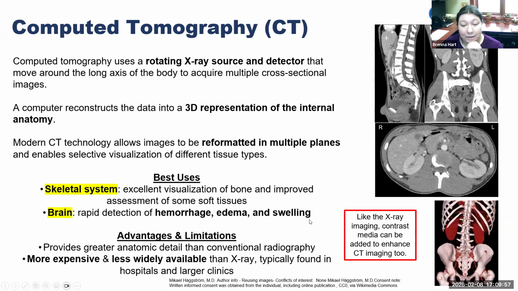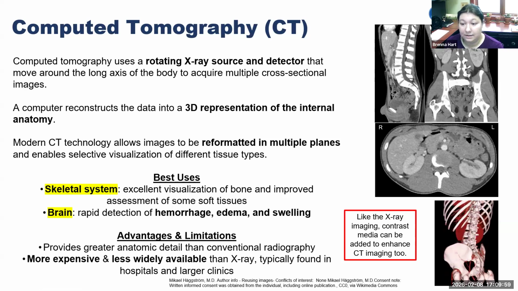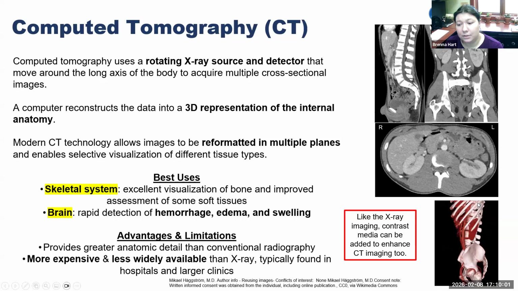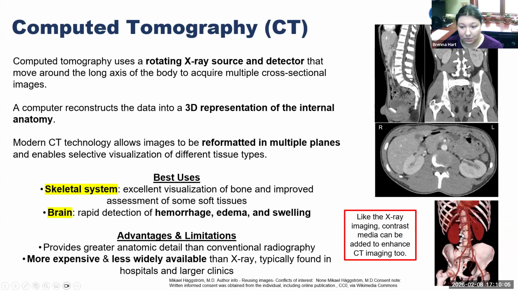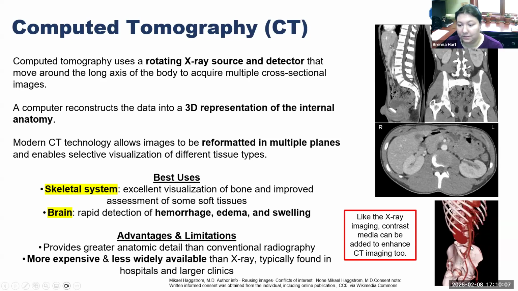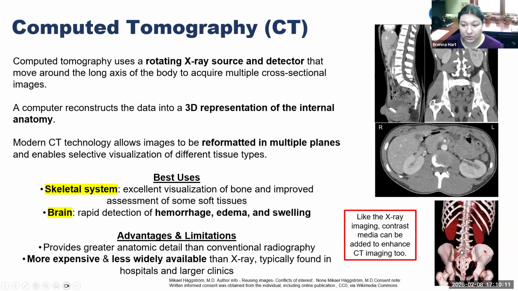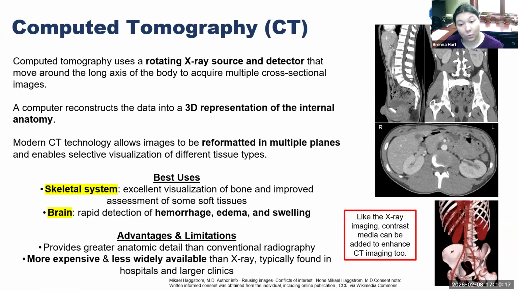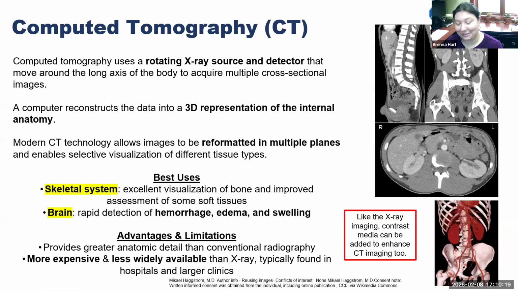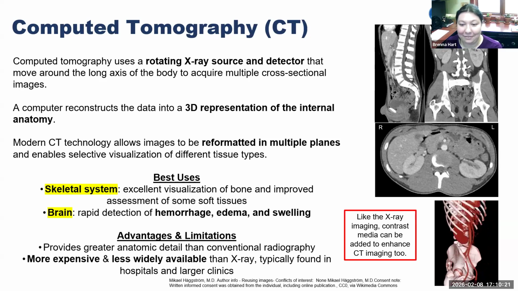Now, this is better than X-ray imaging just for the anatomical detail you get, but it's also really great because you can segment out just the things you want to look at. So if you just want to look at the kidneys, or if you just want to look at the vasculature, you can pinpoint those individually as well. Now, this is a little more expensive and a little less available, but typically larger clinics and hospitals do have them.